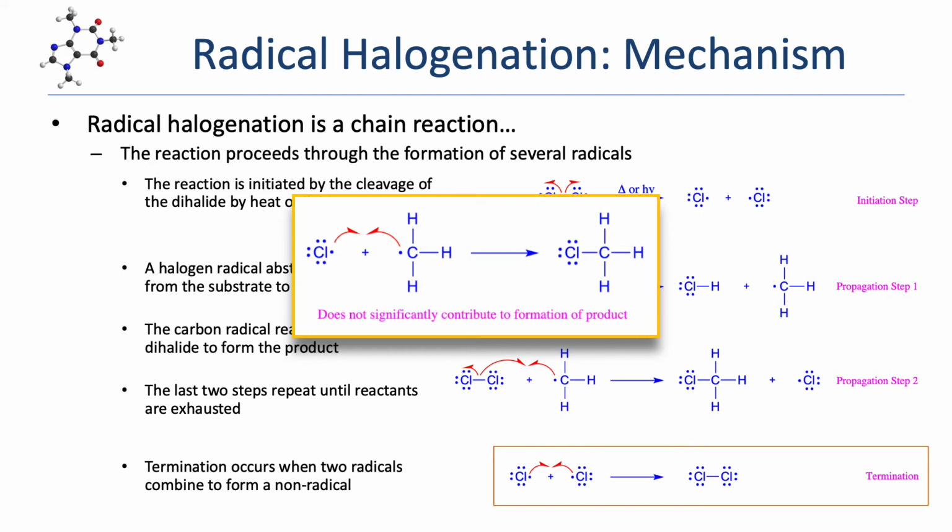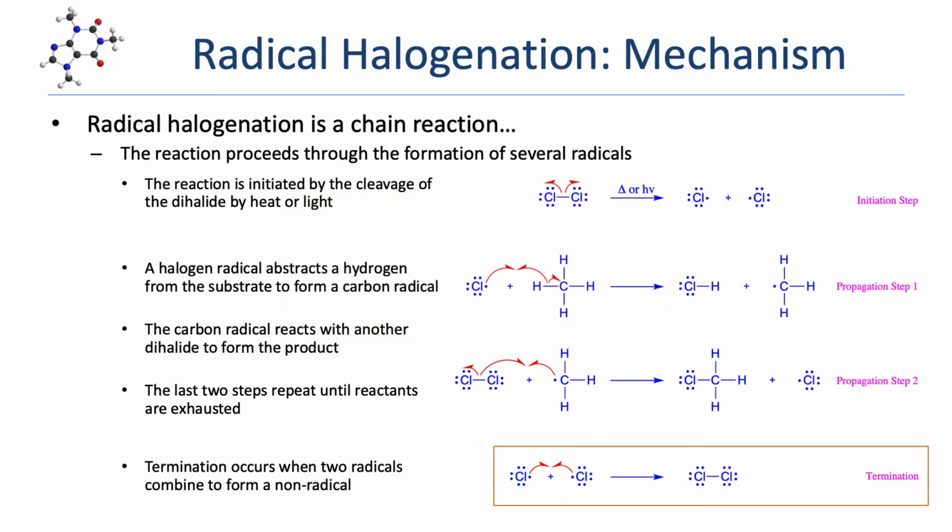The concentration of Cl2 at any point in time is going to be much, much higher than the concentration of Cl radical. The carbon radical is simply much more likely to encounter a Cl2 molecule than a Cl radical, and that makes the reaction rate of the carbon radical reacting with Cl2 much, much faster than the rate of the carbon radical reacting with a chlorine radical. So just make sure when you're drawing out that second propagation step, you're reacting the carbon radical with another molecule of the dihalide and not another halogen radical.